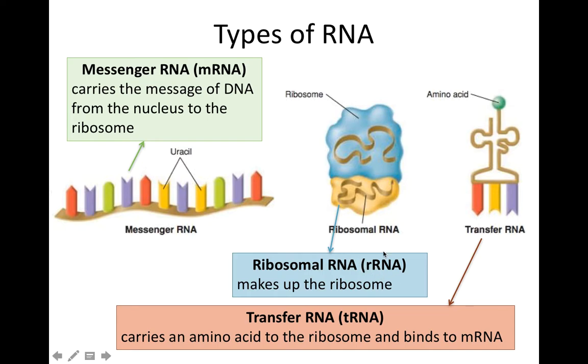Ribosomal RNA down here, that's little r RNA that makes up part of the ribosome. And then down here, the tRNA, that stands for transfer. It is going to be transferring an amino acid to the ribosome, and it's going to bind to the mRNA. So you can see these right here are going to match up perfectly with the mRNA here, whichever one has the correct base pairing rules.